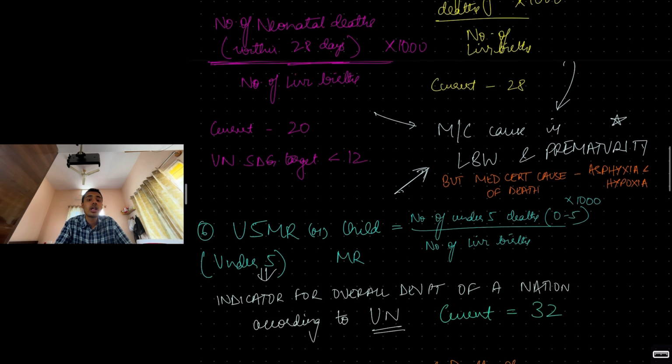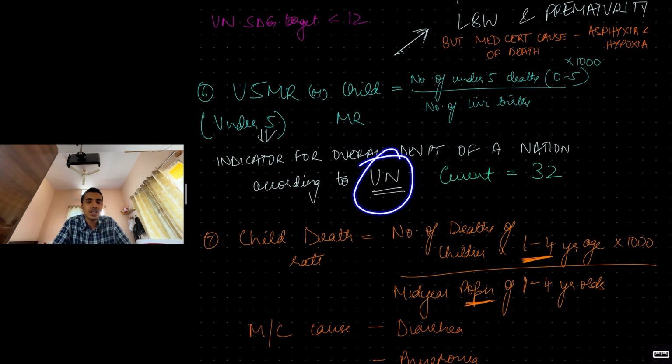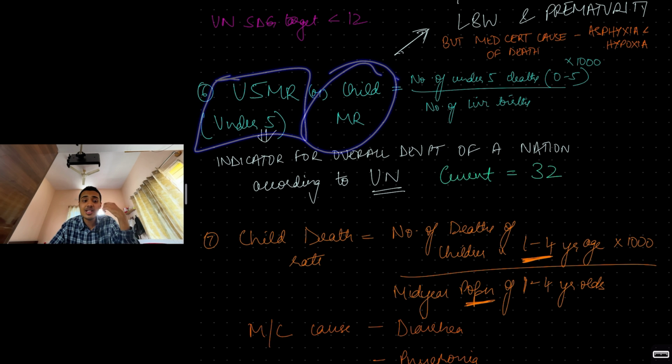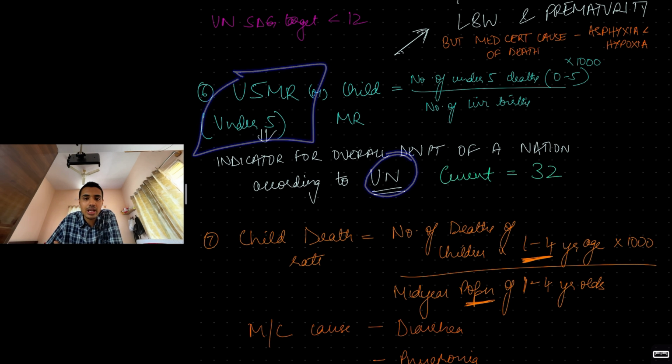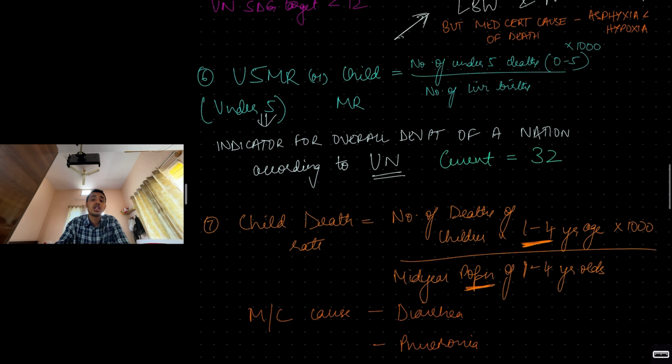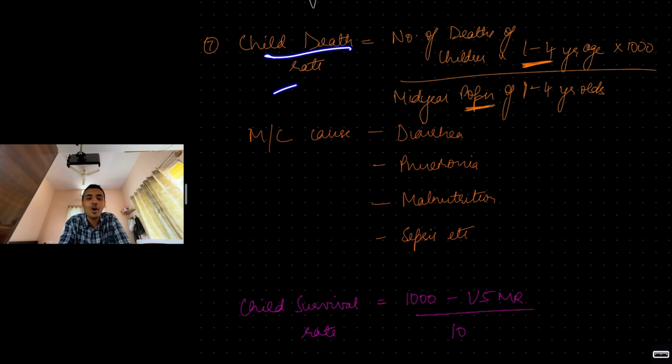But if you look at what the United Nations says, according to the United Nations, the indicator for overall development of a nation is under 5 mortality rate or child mortality rate. This is because the UN thinks in the opinion of peacekeeping. It always talks about wars, peacekeeping, etc. And in wars, who are the most affected? It is the children, right? The innocent children are affected. So that is why the UN considers under 5 mortality rate or child mortality rate to be the indicator for overall development of a nation.